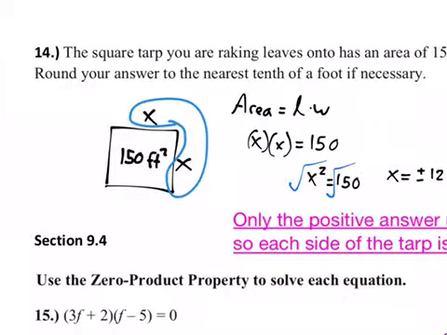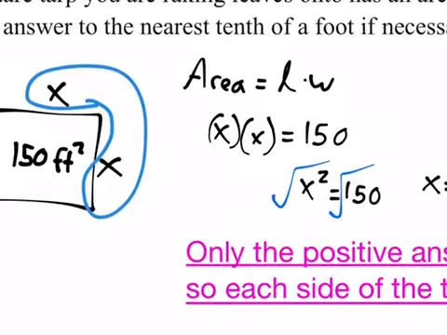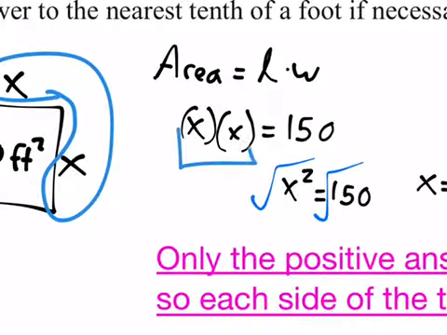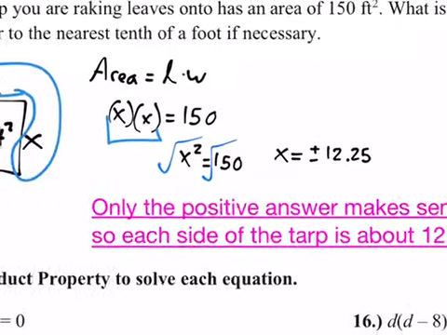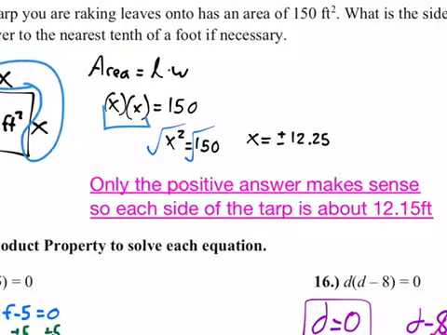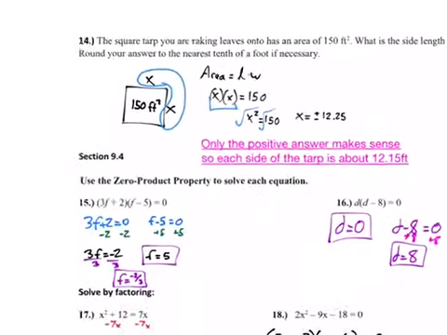So the area formula for this would be length times width is equal to that 150. And x times x for the length times width gives us x squared. So this is really just us solving a simple quadratic equation with square roots. So only the positive answer makes sense here. So each side of the tarp is about 12.15 feet, and there's a little bit of rounding involved with that.